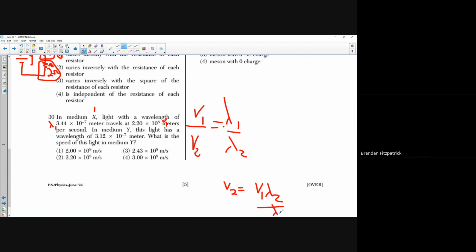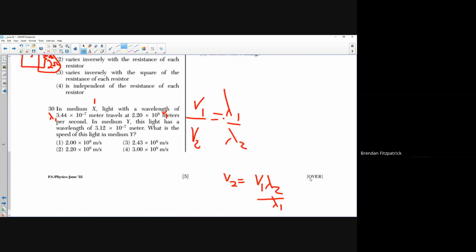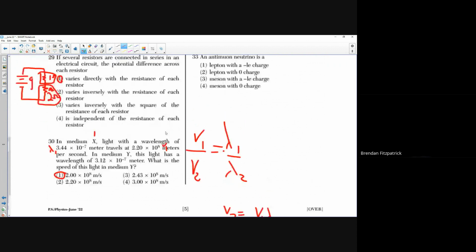Skipping some algebra steps. That's what you have to substitute in. So V1 times lambda 2 divided by lambda 1. It gives me something really close to 2 times 10 to the 8. And choice 30 is 1. Did it.